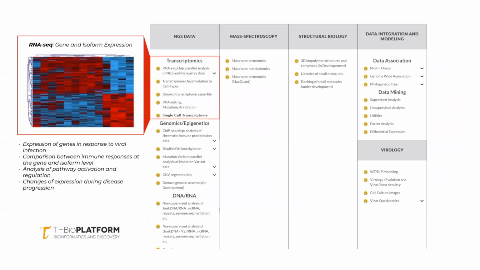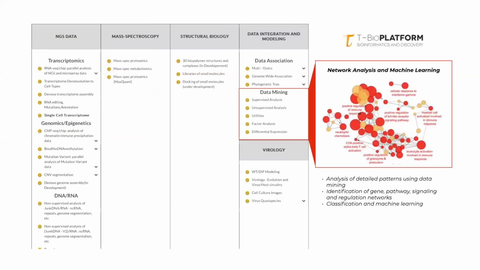And so I'll start, because we just talked about RNA-seq, with that section that we have on transcriptomic data analysis, which could be used to understand the expression of different genes in response to viral infection. And also we can compare different immune responses. So those types of analyses generate a lot of data for different genes and different pathways that are expressed. And one of the sections on the platform is dedicated to making sense of those interactions that might be fairly complex. And so there's network analysis and machine learning tools to help understand those patterns and identify specific genes and pathways and signaling regulatory networks that help explain those types of responses to viral infection.